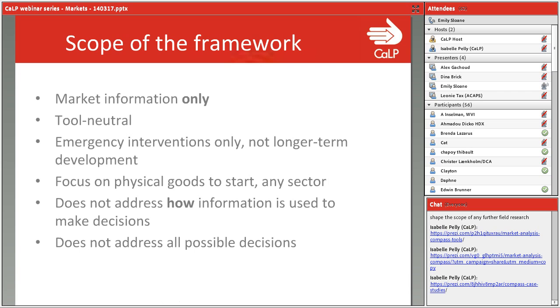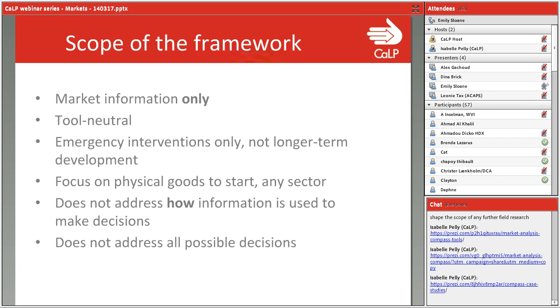So a little bit more about what the framework is and is not, because it's a little bit confusing for some people. So we're talking about what market information is needed. We're not talking about all the other types of information that are obviously needed to make certain decisions. So a good example is for cash programming. For cash feasibility, we definitely need market information, but we also need information about things like risks or needs and preferences of the affected population. But this framework is not going to go into detail about what those information needs are. We're focused on the market side.